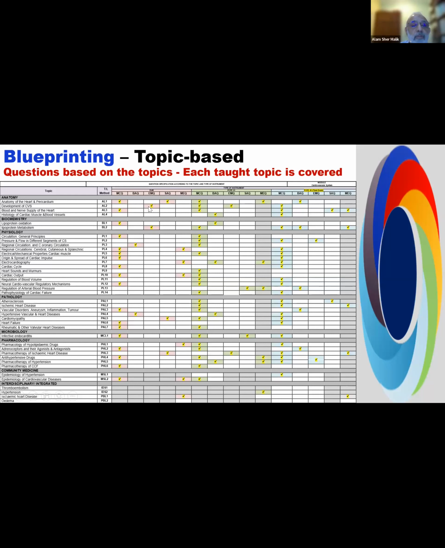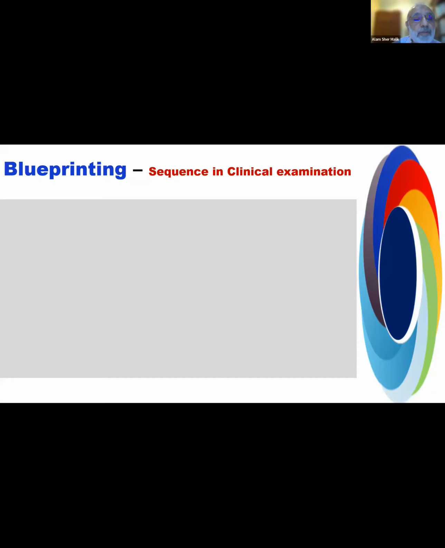And based on that, let's say for anatomy, lecture 1, lecture 2, lecture 3, lecture 4, their MCQs, their EMQs, their SAQs, we can divide those questions based on the topics. This is the second component of the table of specification or blueprinting.